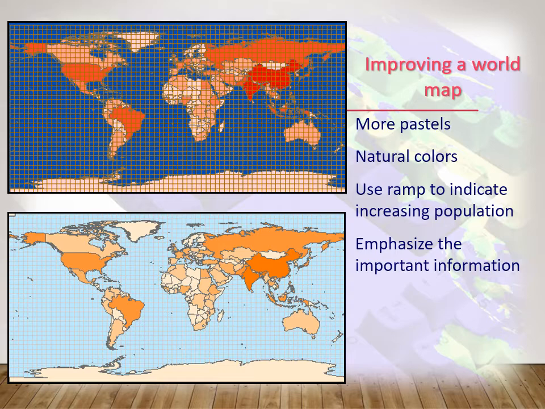So on the bottom here, the continents look a little bit better. They have a little bit more of a natural color that would represent land, and the water looks a little bit more natural as well. And those grid lines aren't so obvious. They're there, they're very subtle, so that makes a better map.